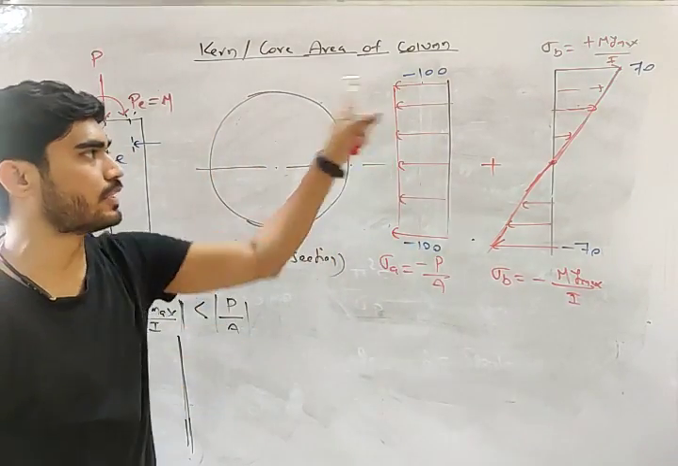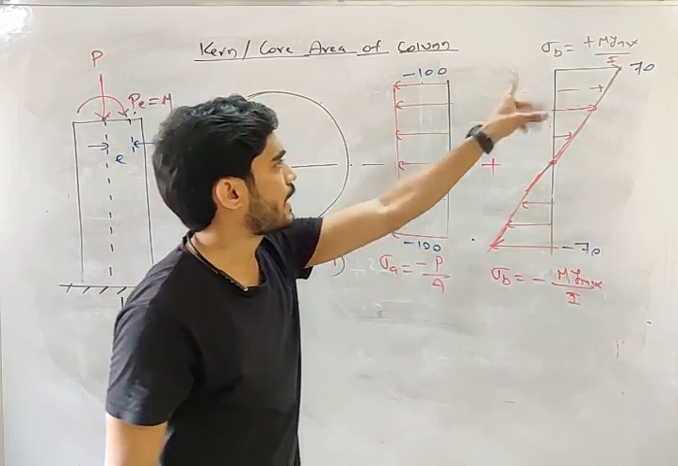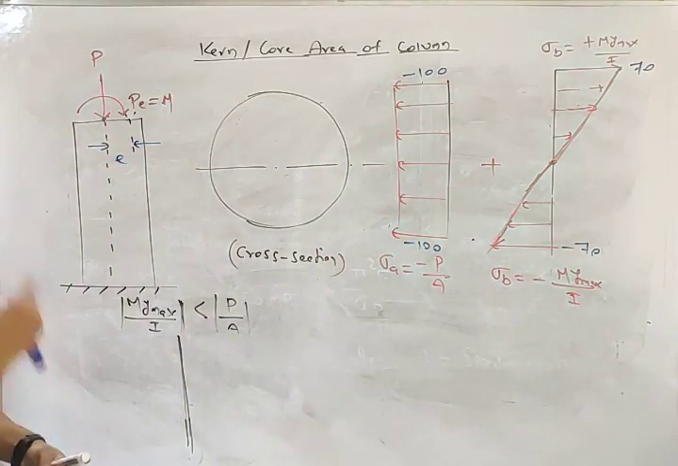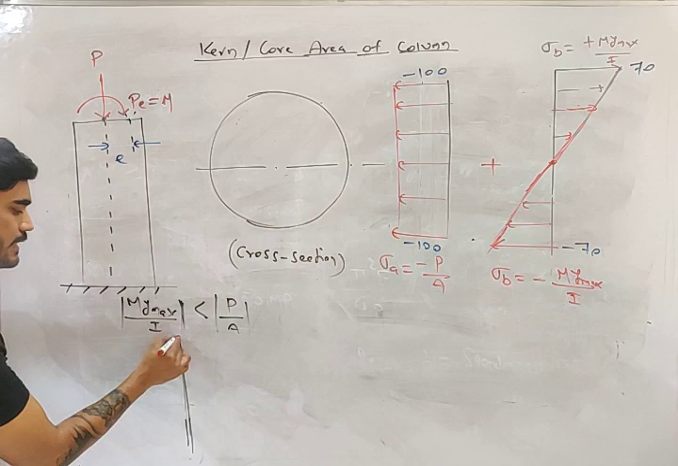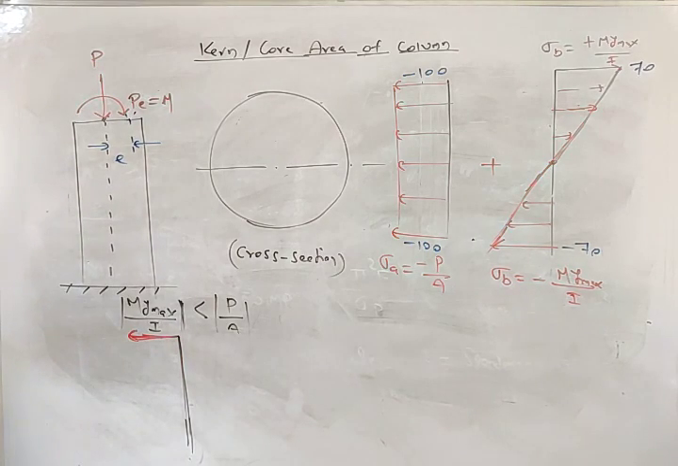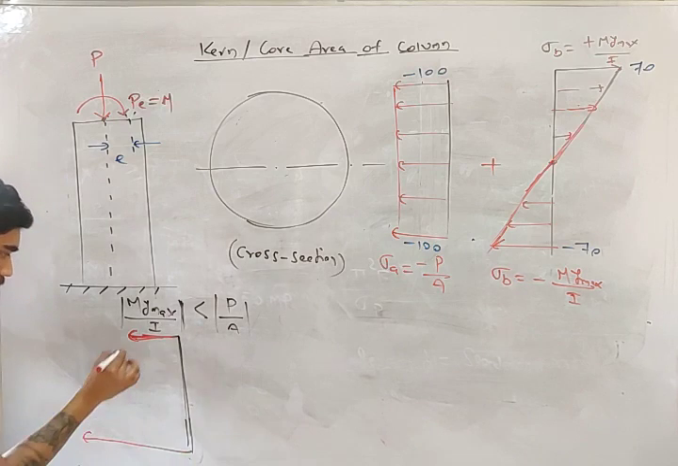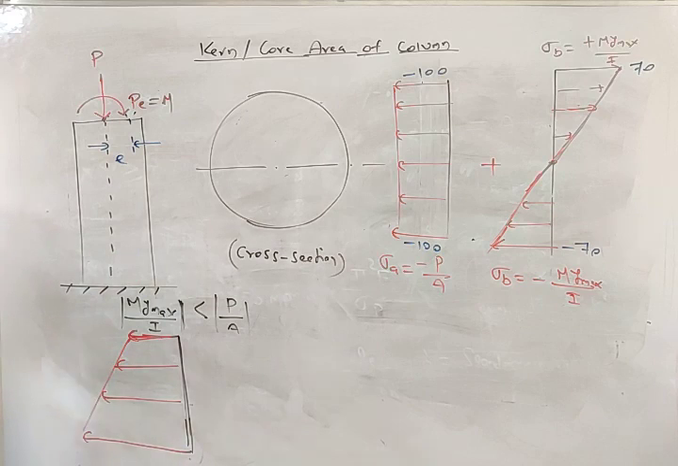If you add both of these, what will you get? At top you will get minus 30, and at bottom you will get minus 170. This will be the stress. It is completely compressive: minus 30, minus 170. Do you understand this? Completely compressive.